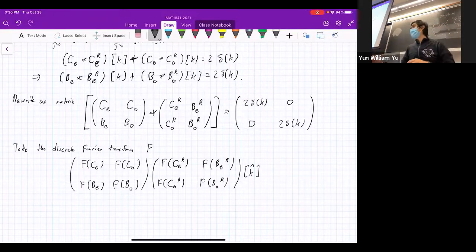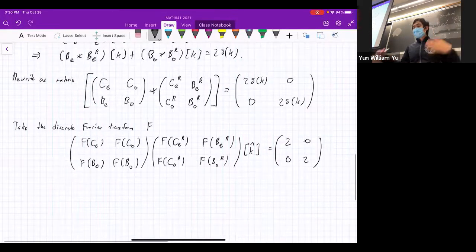So obviously you change variables whenever you take the Fourier transform. I'm going to call this k hat, and that's just equal to 2, 0, 0, 2. I'll go over this a little bit more tomorrow, but for now, just accept that when you take the Fourier transform of a Kronecker delta, what you get is just 2. But now we have this really simple matrix equation, and let's just think of these as matrices.